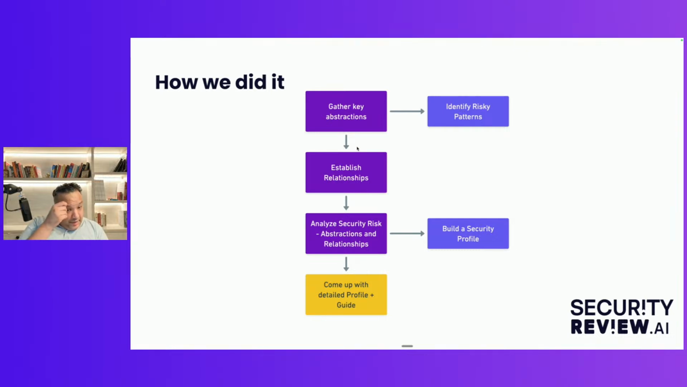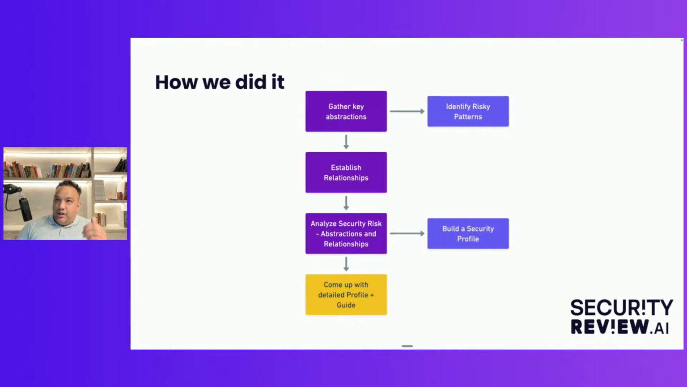Then you basically analyze the security risk of the abstractions and their relationships. You come up with this guide sort of thing for all of this, and you create something we call a code profile, right? In security, we call it a code profile. This code profile essentially has these abstractions, their relationships, their security risks, their risky patterns in some cases as well. And this code profile goes into our threat modeling agents and then performs the threat model, right? So that's how it works.